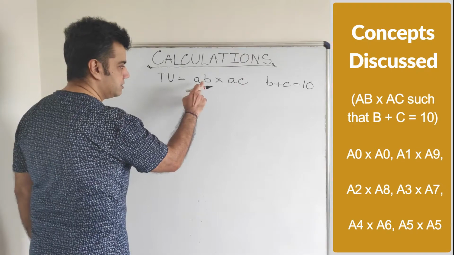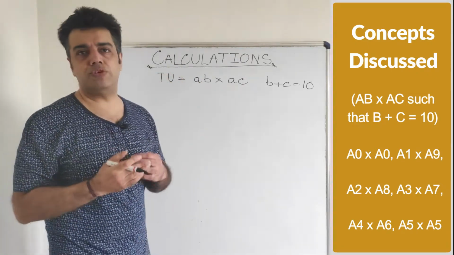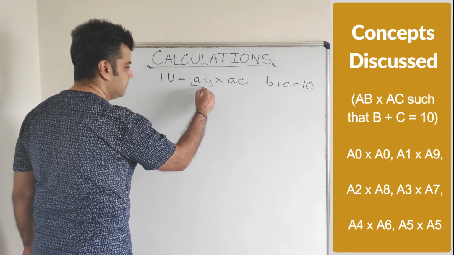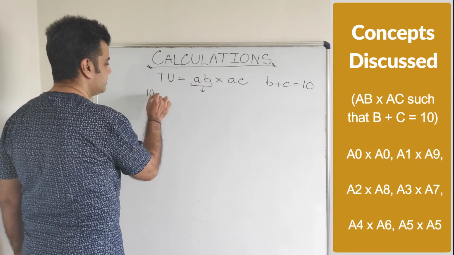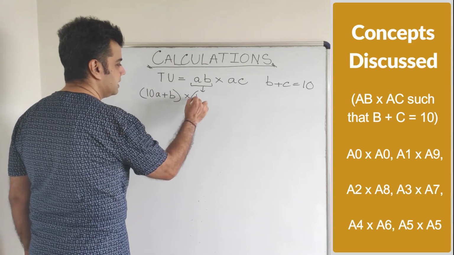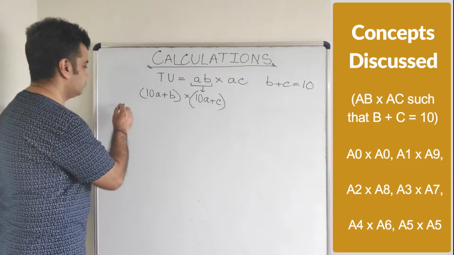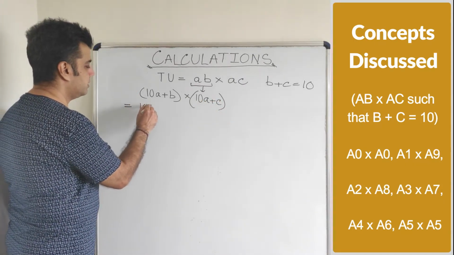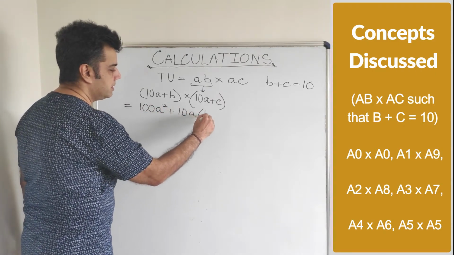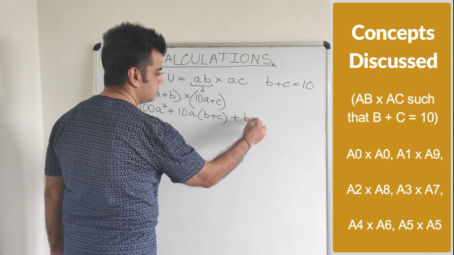Now, can I write down the expanded form of AB? Expanded form means you write it in terms of its place value. The place value of AB is 10A plus B. Similarly, the place value of AC is 10A plus C. When you work this out, it comes to 100A square plus 10A times of B plus C, and then followed by B into C.